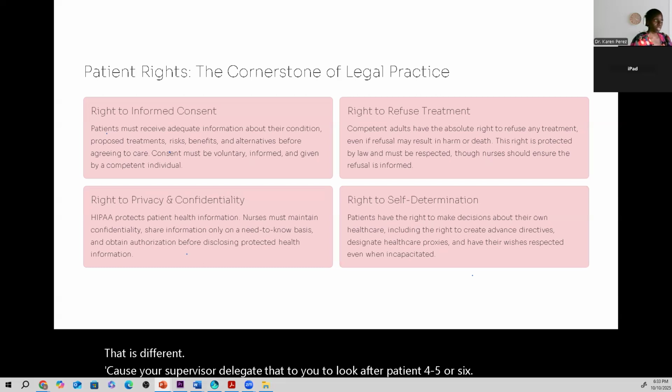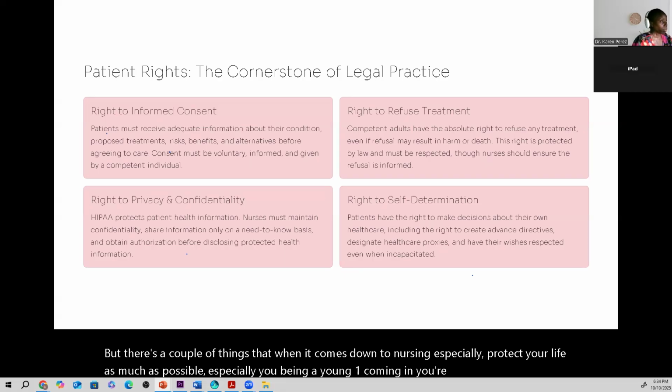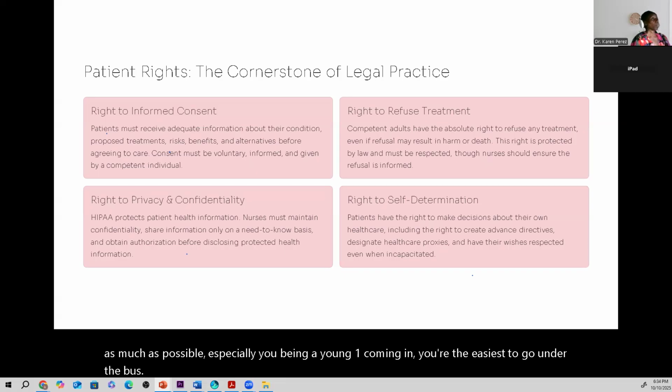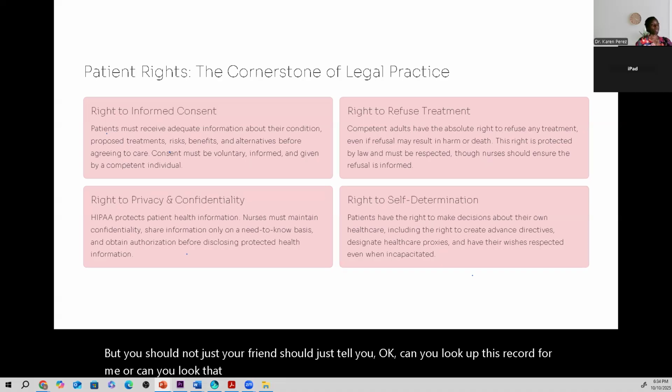But there are a couple of things when it comes to nursing: especially protect your license as much as possible, especially you being a young one coming in, you're the easiest to go under the bus. Your friend shouldn't just tell you, can you look up this record for me? No, you want to set those boundaries.